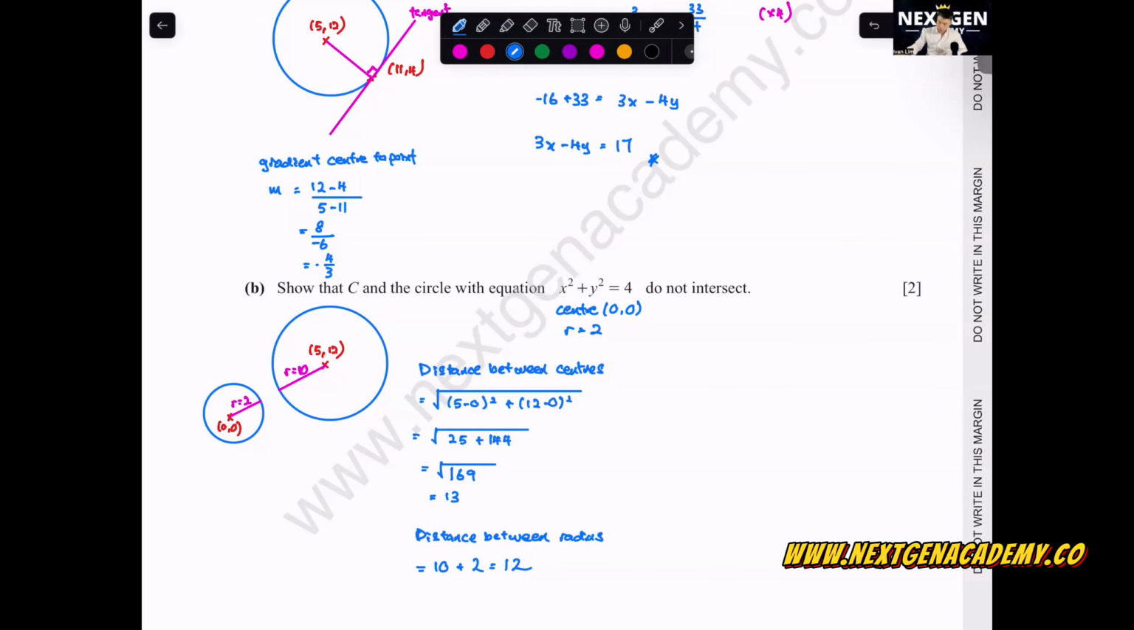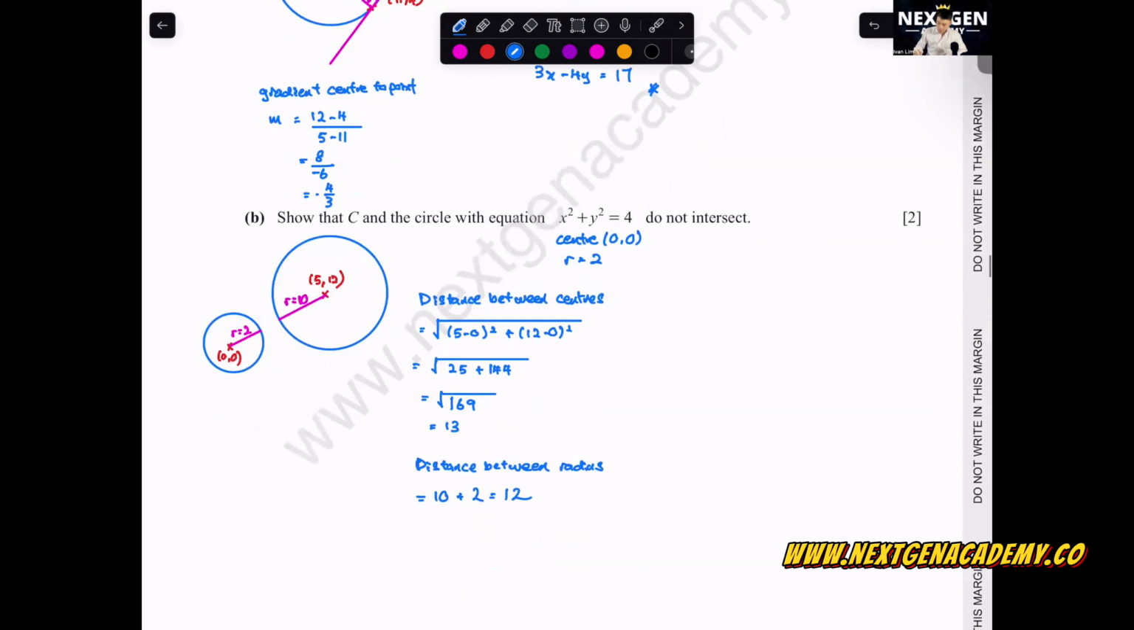Now, how do we prove it? Because 13 is more than 12, the distance between the centers is bigger than the sum of the radii. You just need to write like that. Therefore, no intersection.